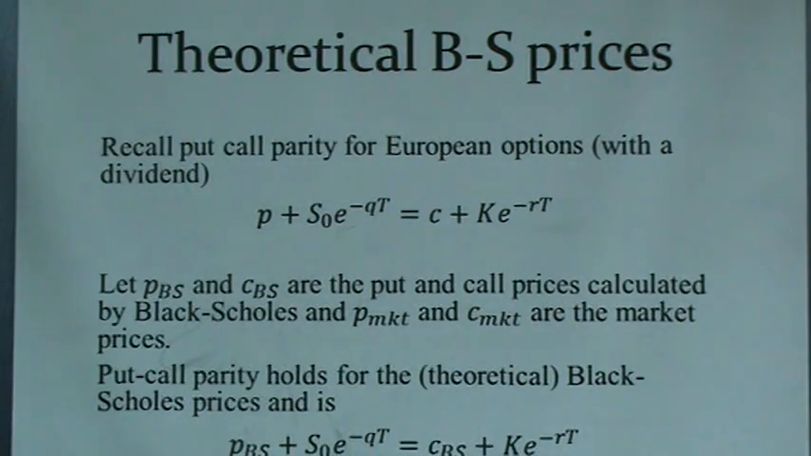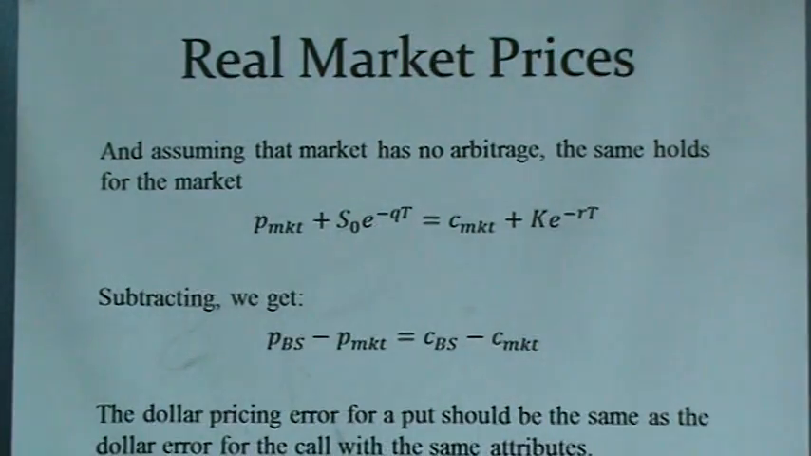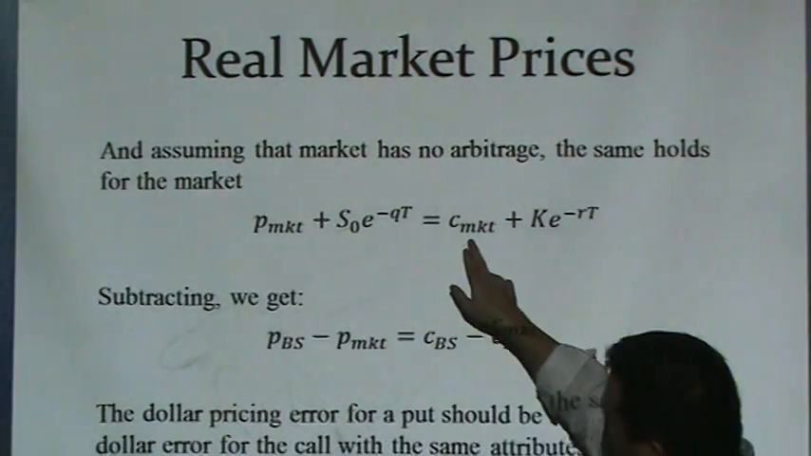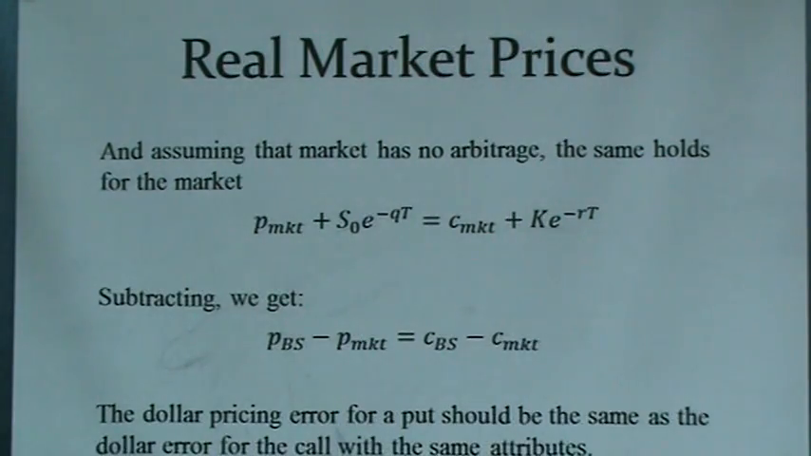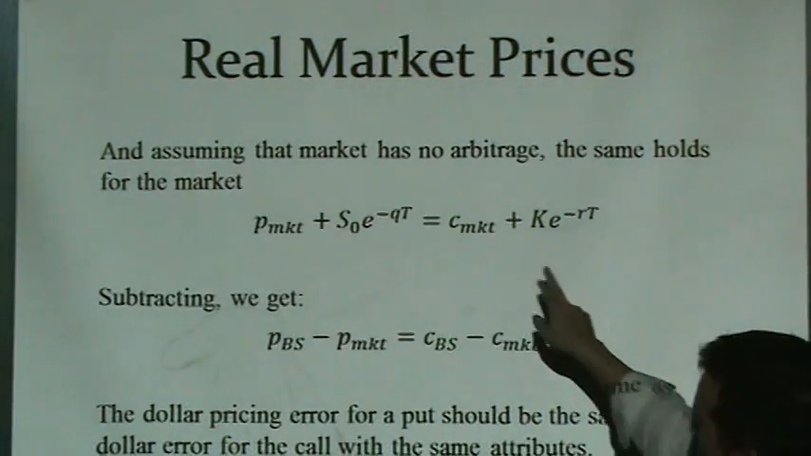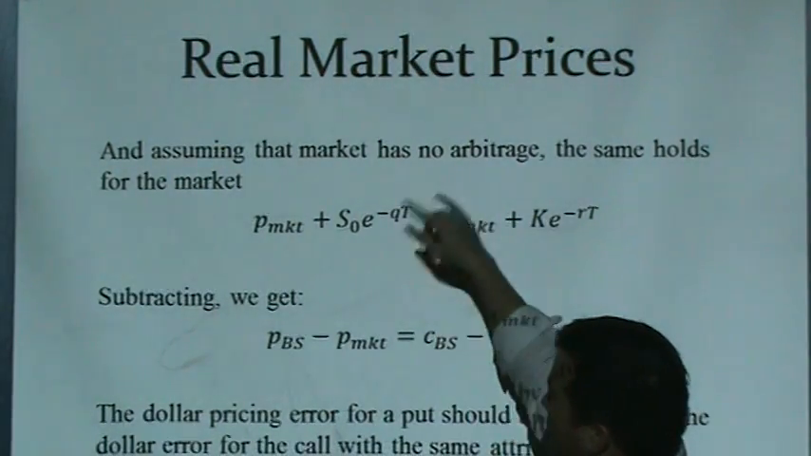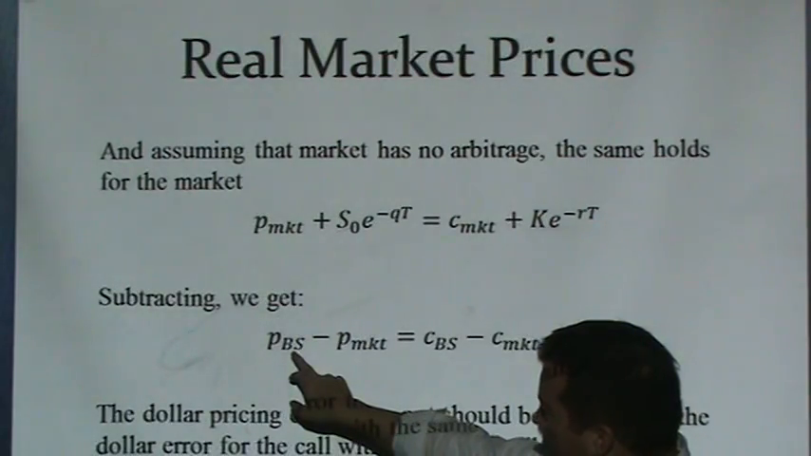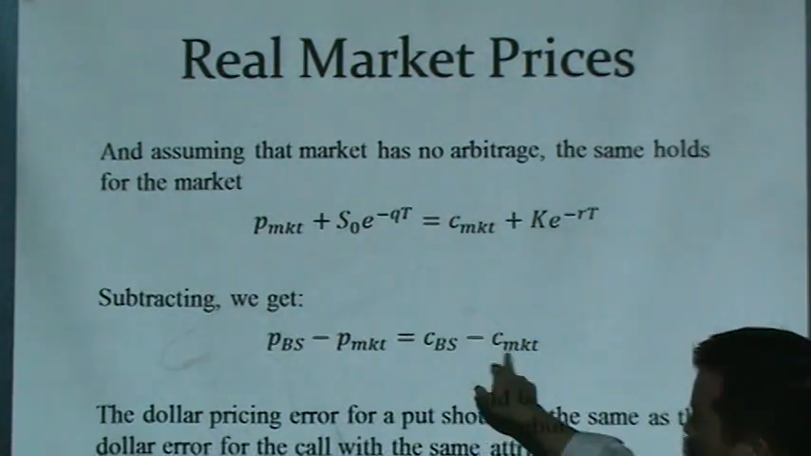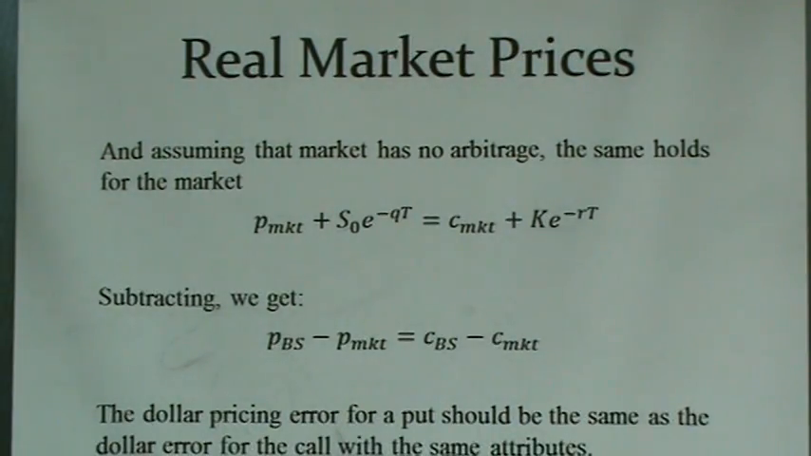The put-call parity remains true for the Black-Scholes price and the real market price. If we did the same thing for the market case, with whatever the real market put price is and whatever the real market call price is, this put-call parity should also be true. So if we subtracted this equation from the previous one, we would get that the difference between the Black-Scholes and market put prices should be the same dollar difference as between the Black-Scholes and market call prices.